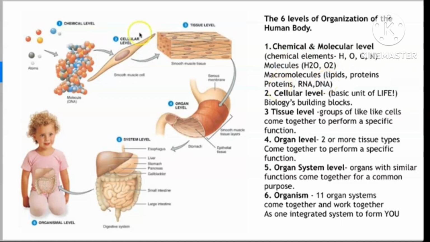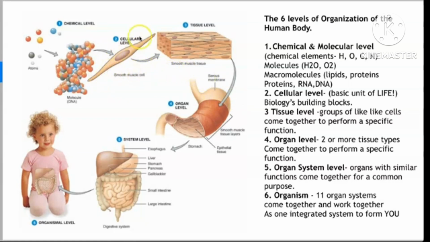And we are going to take our molecules and our macromolecules, and we are going to build a cell. A cell is the basic unit of life. That is biology's building blocks. These are alive. These divide. So cells. Here they're showing you we're taking these chemicals and molecules to build one smooth muscle cell.